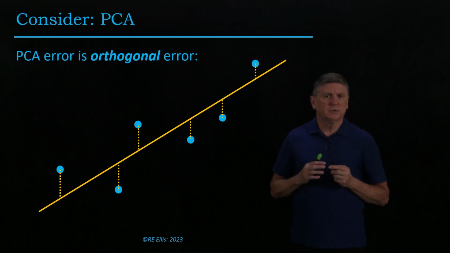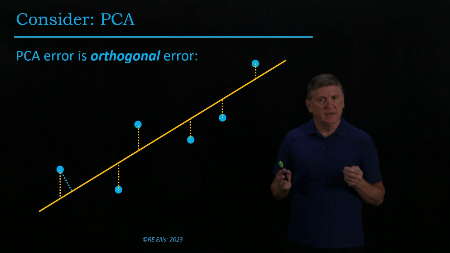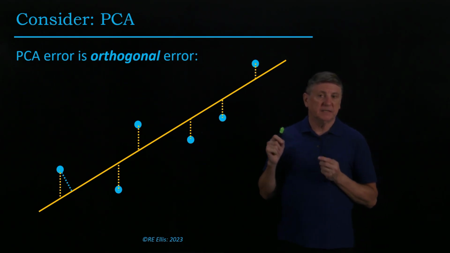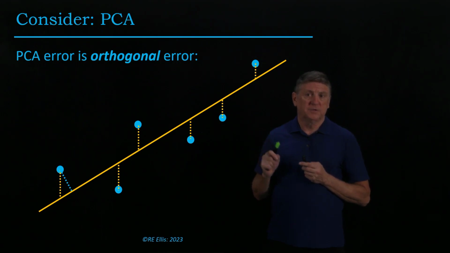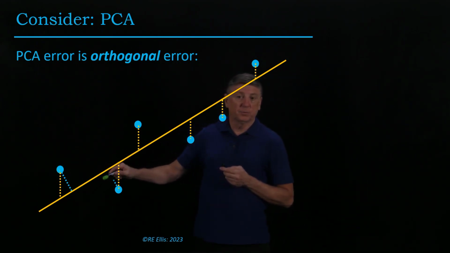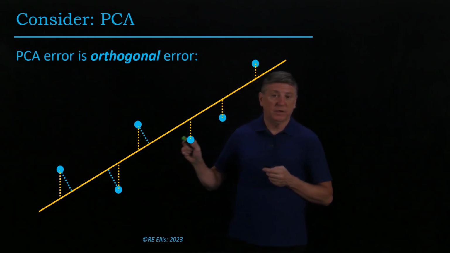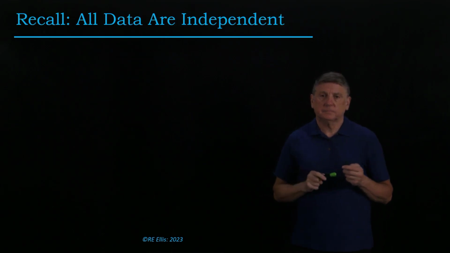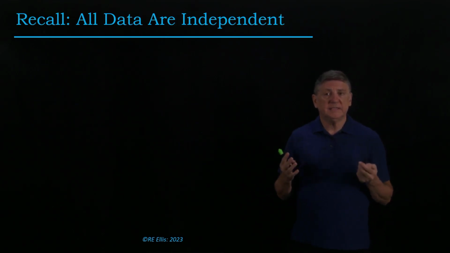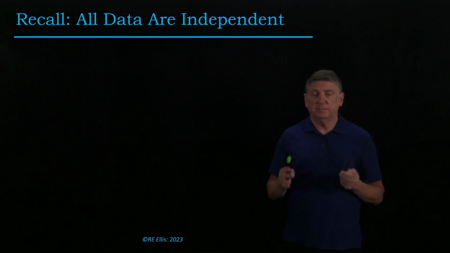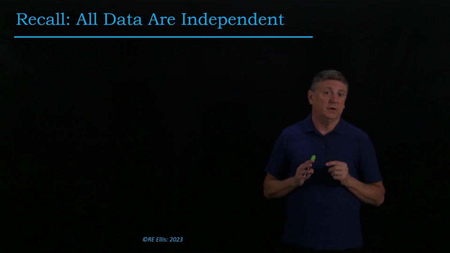Well, what does it look like when we have PCA? Well, what PCA is doing is it's minimizing the orthogonal error to the fit. So instead of going vertically, it's going perpendicularly at each point and saying, what is the orthogonal error? So this is a change. When in PCA we're saying all of the data are independent.